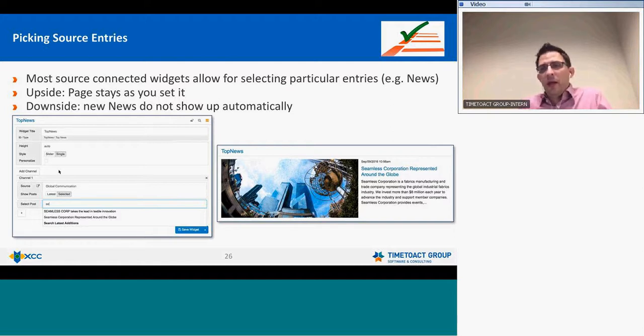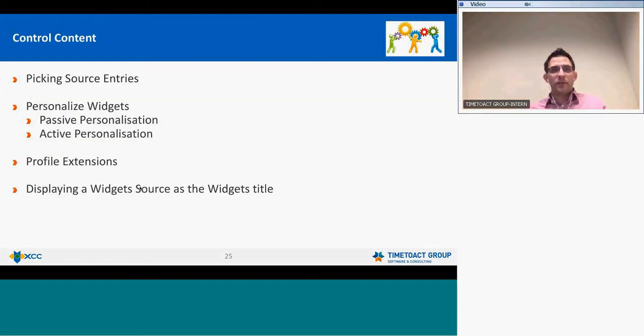And that's why the editor could select, going from the latest entry to a selected entry, and say, well, let's select a particular entry and let this entry stay as long as I want. But of course, the page stays as you set it. The downside is no news will update automatically anymore. So you have to curate content from day to day again and again. So that's about source entries.